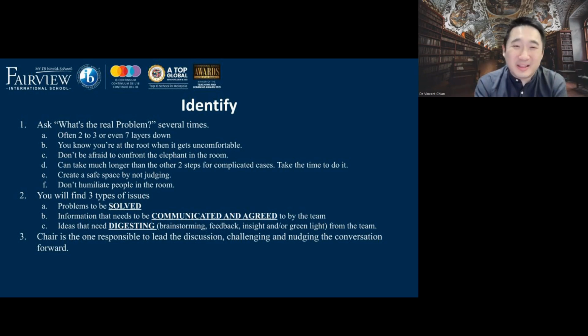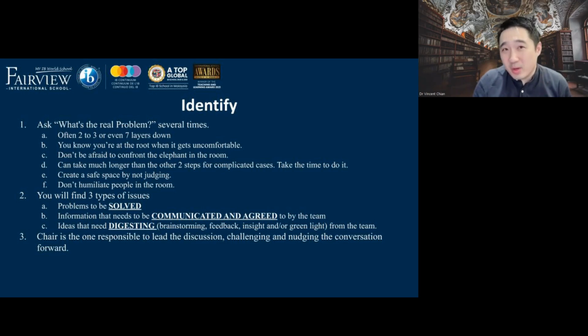And finally, ideas that need digesting. Guys, I think that we're going to have problems with our safety measures in the science lab because I just don't feel like we have enough. And we're gonna fail our next IB authorization. You guys have any ideas? So ideas that need digesting is the 3rd type. Solve, communicated, and agreed, or digesting.